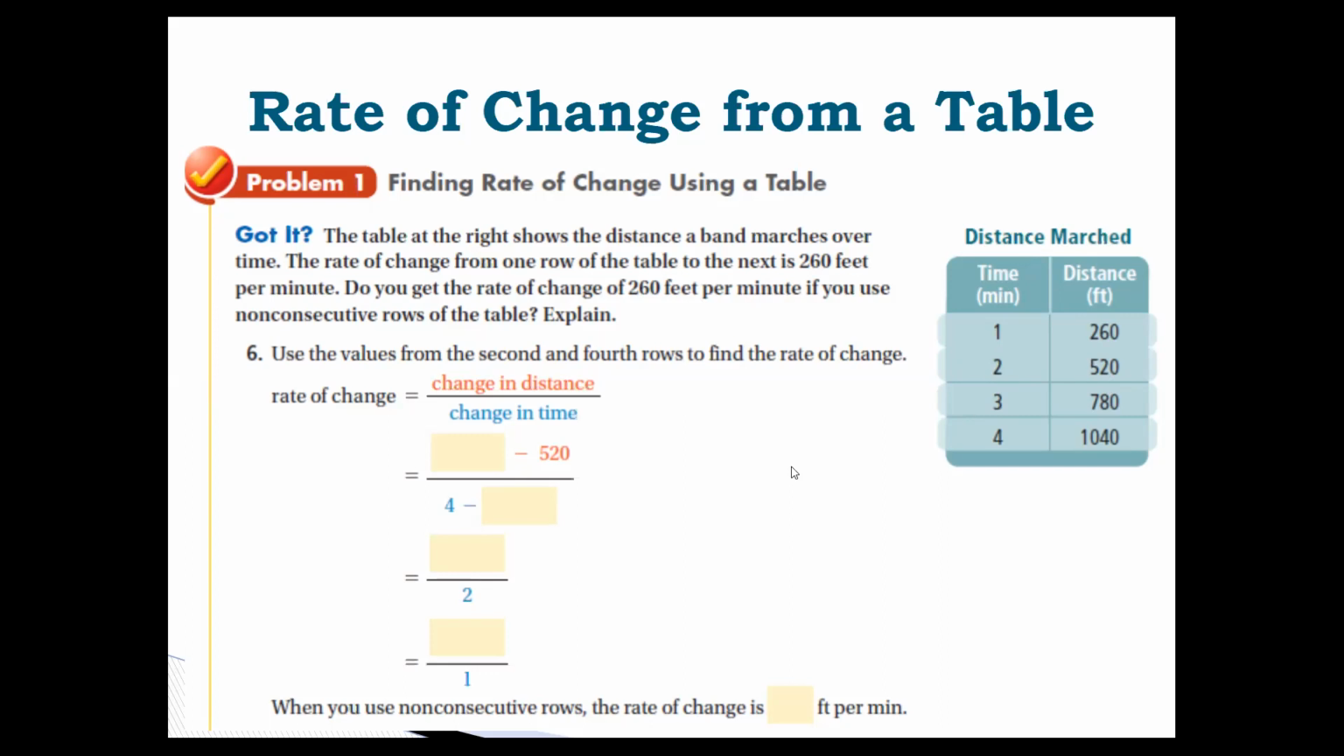So right there, I've talked about 3 different ways that we can find slope: from a graph, from 2 points, and from a table. Table just being a chart.